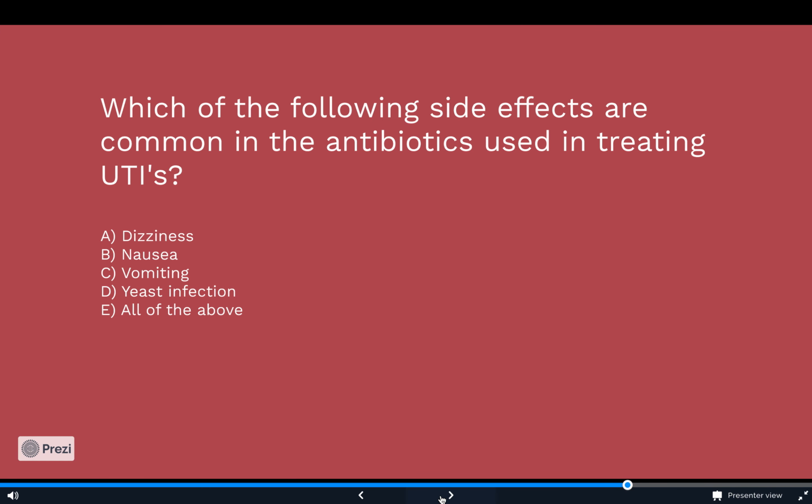Which of the following side effects are common in the antibiotics used in treating UTIs? A. Dizziness. B. Nausea. C. Vomiting. D. Yeast infection. Or E. All of the above? The answer is E. All of the above.